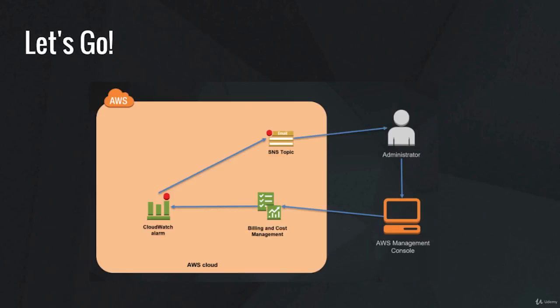Okay, let's have a go at using one of these management services. We're going to use the Billing and Cost Management Console and the CloudWatch service to create a billing alert, and that will notify us when our account has exceeded a budgeted amount. And it will do that using the Simple Notification Service. We'll learn more about the SNS in the next lecture.